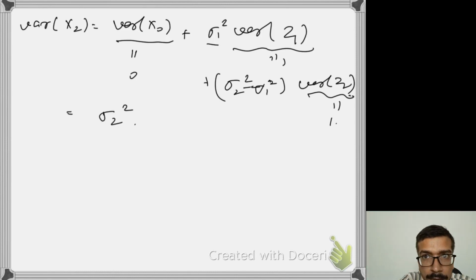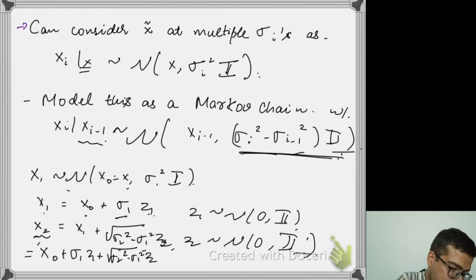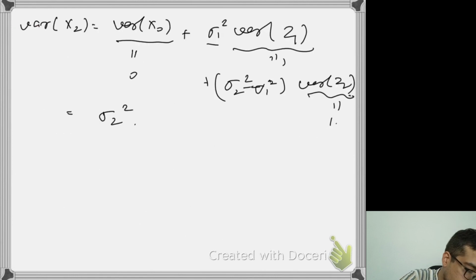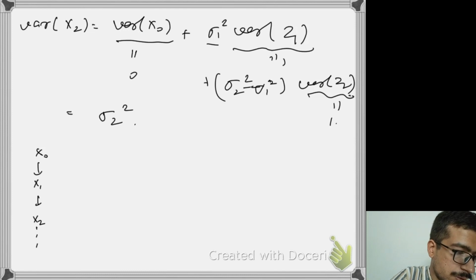And the mean is again x naught, because the terms which I have added all have 0 mean. So essentially x2 satisfies the distribution I wanted, but now I have cast it as a Markov chain. I start from x0, then conditioned on x0 I sample x1 with mean x0 and variance sigma 1 square, and then conditioned on x1 I sample x2, and so on.